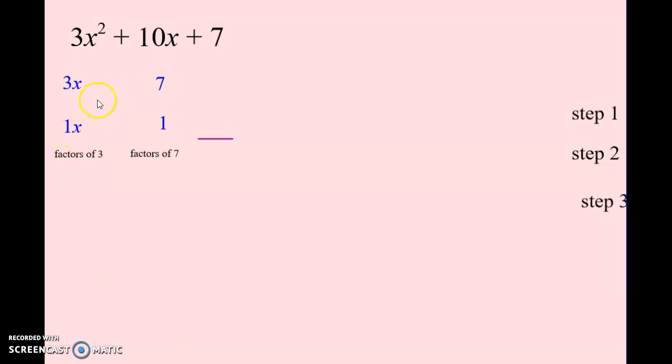So now, 3x times 1 is 3x. 1x times 7 is 7x. And if I add those two together, because this says addition, I get the 10x that I'm looking for in the middle term.